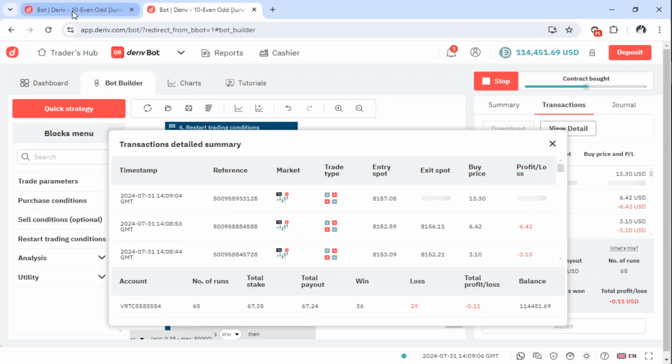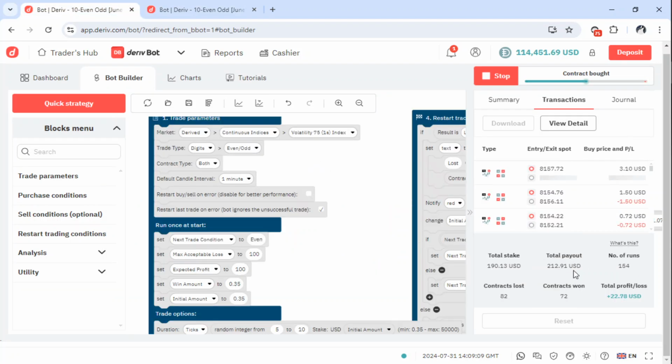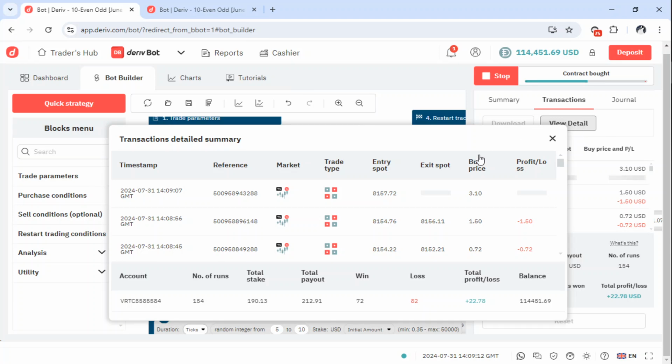So let's see again if it has made profit this side. So 22 profit, detailed. Let's see if it will recover that one.